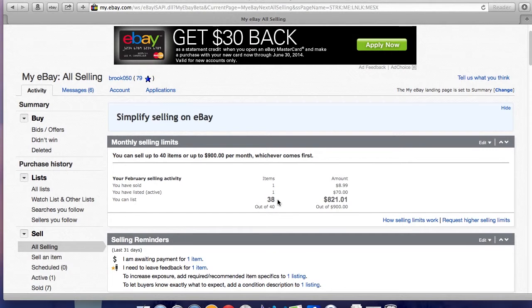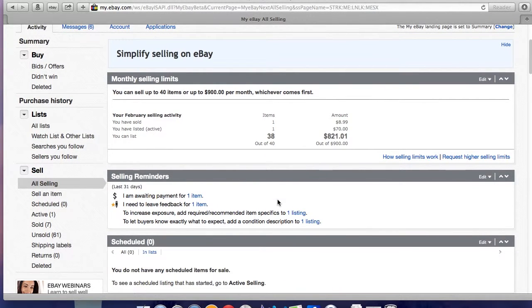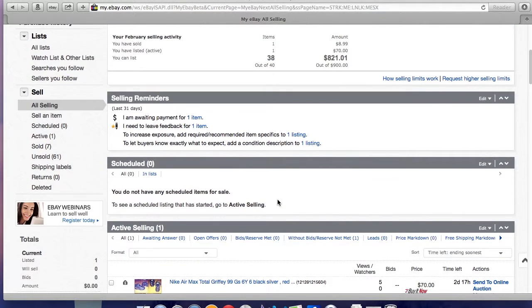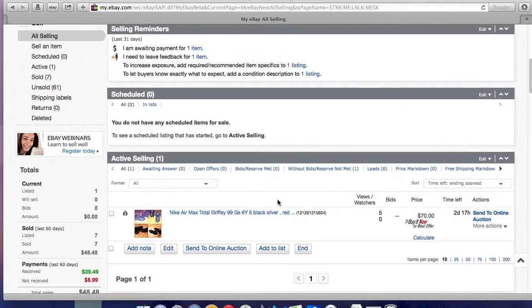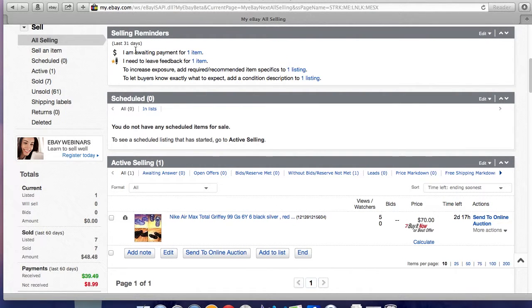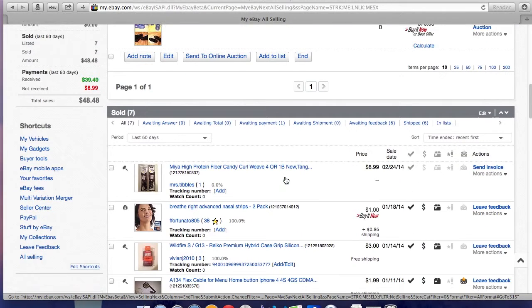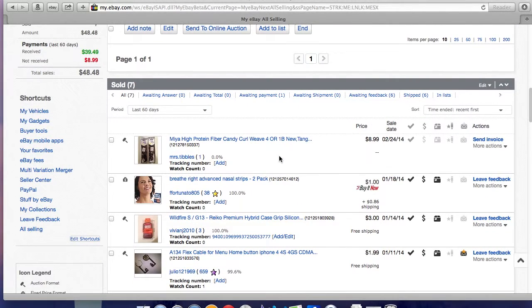Then under that we have the selling reminders. Of course I'm waiting for payment for one item. You never ship if you don't get the payment yet. I'm also waiting for, oh, I needed to leave feedback. You can choose to leave feedback, but I like to leave feedback because other people will leave it after.